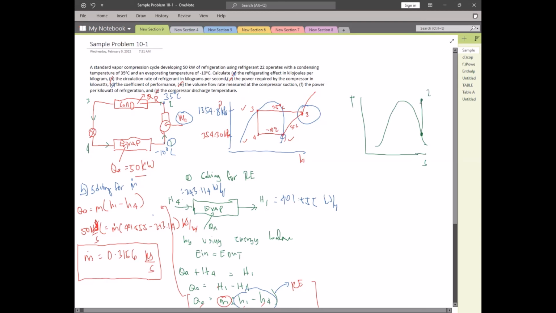And the condenser, point 3, expansion valve 3 to 4 at constant enthalpy. So this is a constant enthalpy curve. And the evaporator. So this T2 is called the compressor discharge temperature.